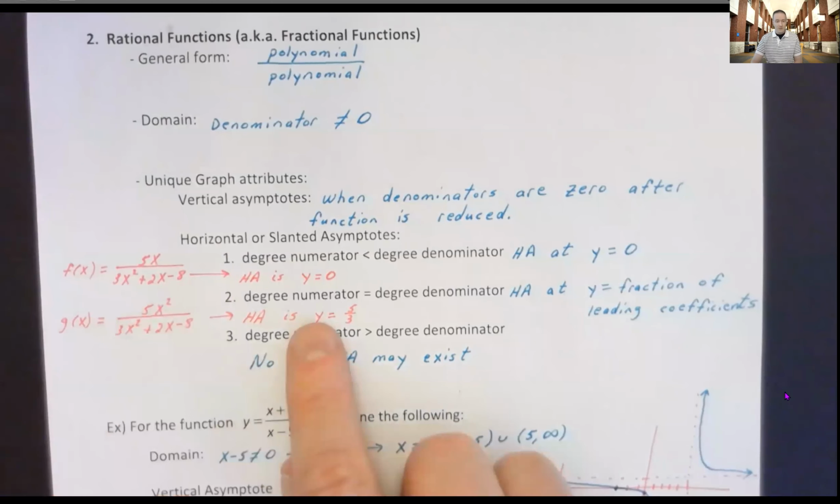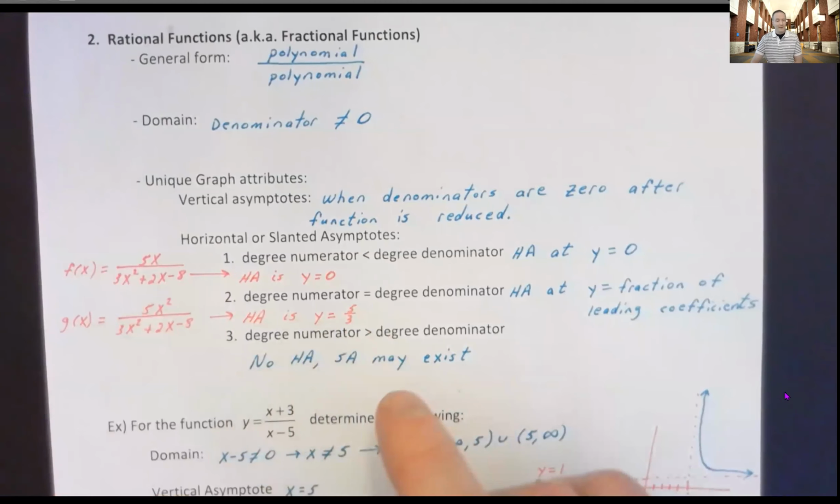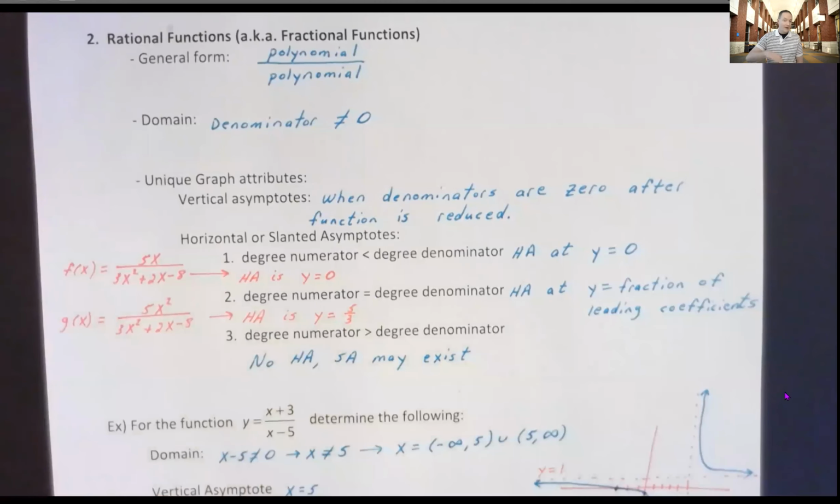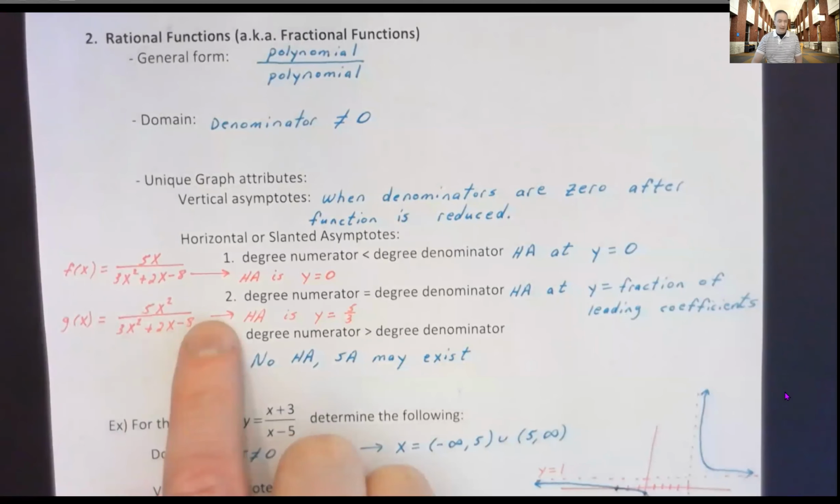The fraction of the leading coefficients is going to be y equals 5/3. That will be the line that the y values are going to approach as x gets large or as x gets small towards negative infinity. The y values are guaranteed to get closer and closer to 5/3. And the reason for that is because the rest of the terms end up not mattering.